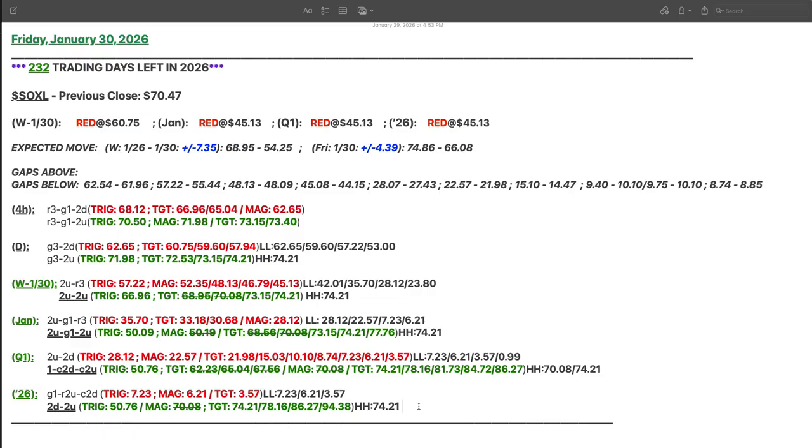Those are your triggers and targets for everything from the scalping perspective all the way up through the 1-year chart. We really tried to jam in as much information as possible without taking up too much of your time.